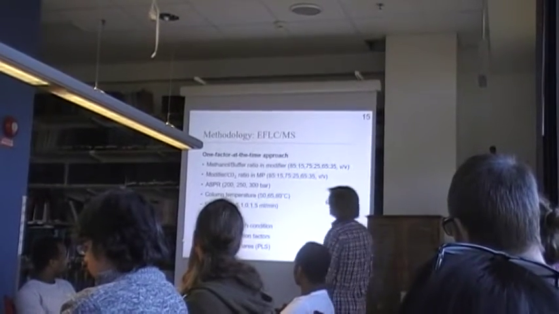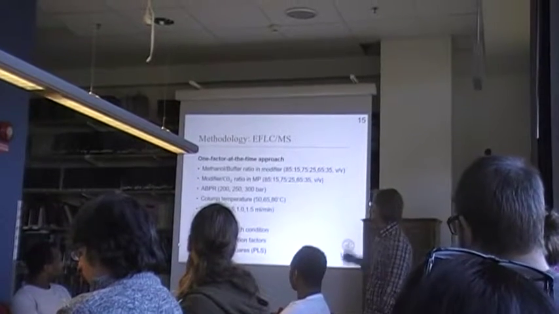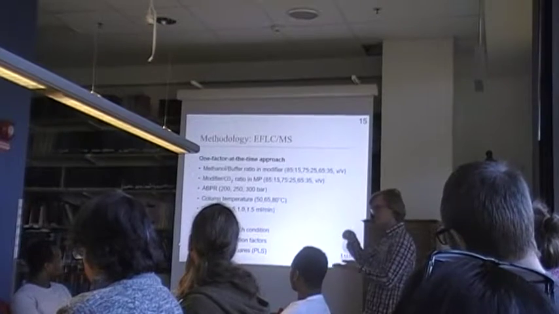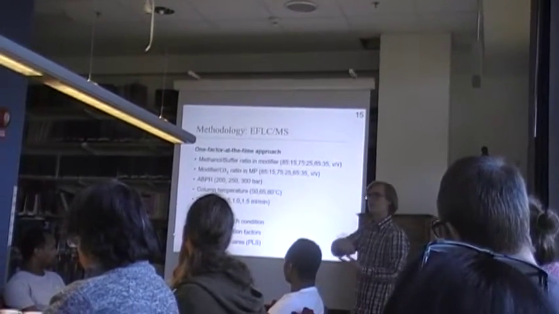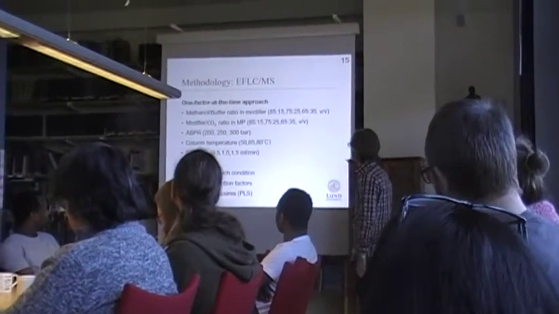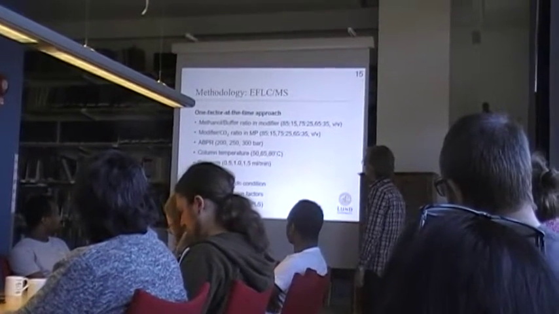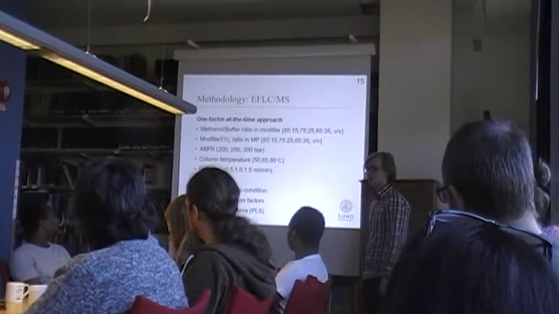So when conducting these EFLC-MS experiments, I would use a one factor at a time approach when varying all my factors. So basically you have one factor, you vary that factor, and then you keep the other ones fixed, move on to the next factor, vary that one, and so on. The factors that I chose to vary were methanol buffer ratio in the modifier, carbon dioxide ratio in the mobile phase, ABPR pressure, column temperature, and flow rate.